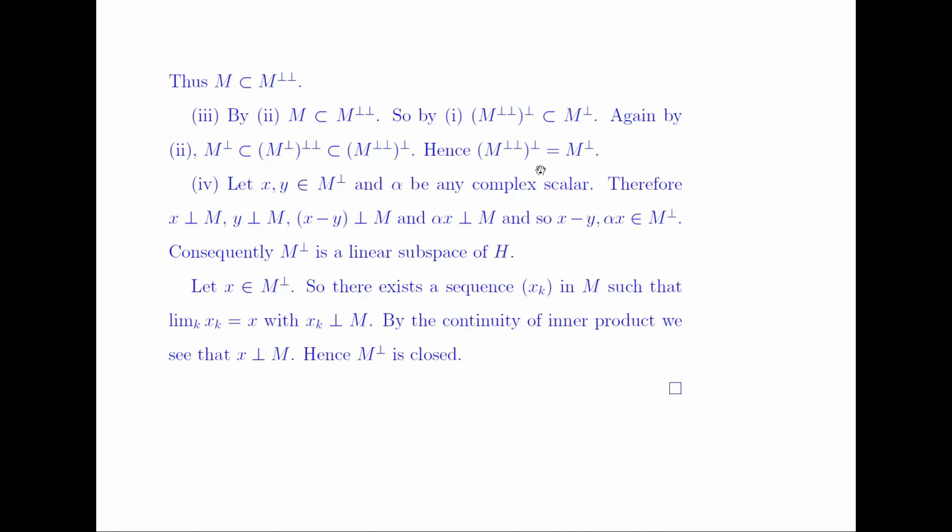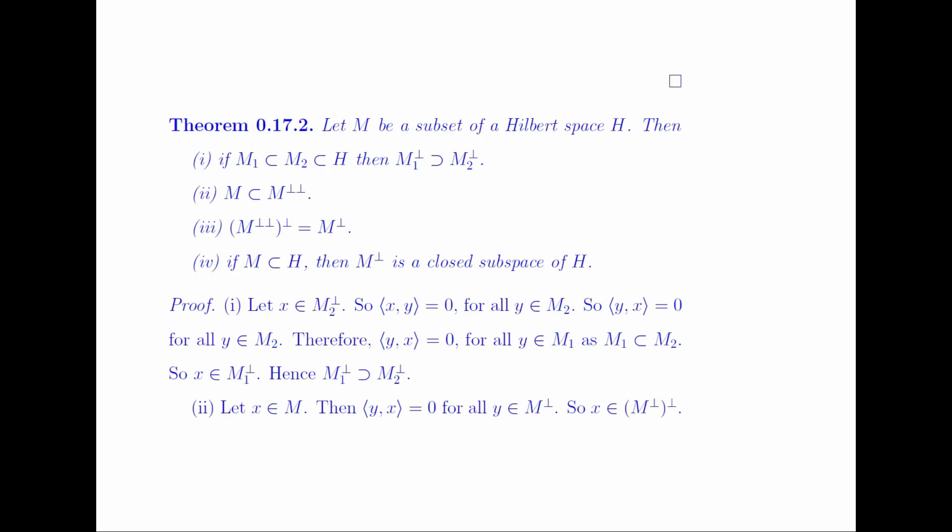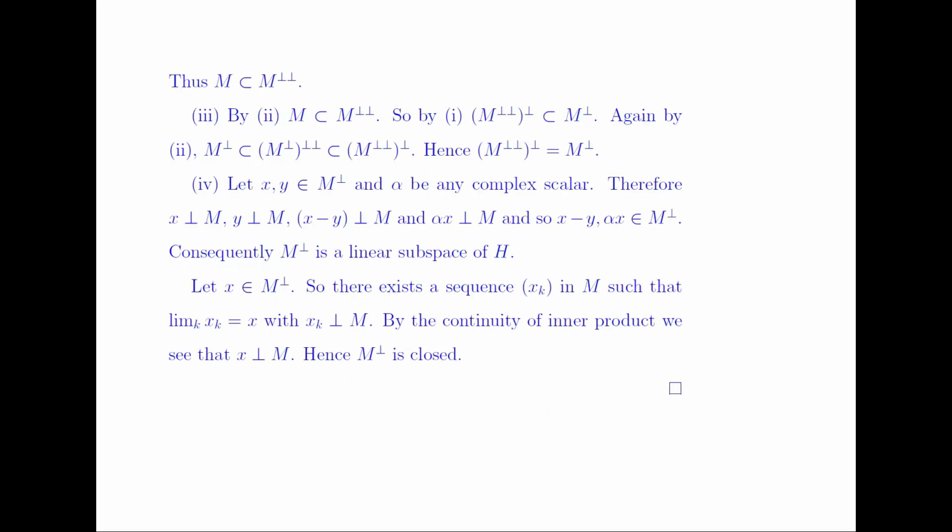So now we discuss the fourth part. If M is a subset of H, then M perpendicular is a closed subspace of H. So let x and y belong to the orthogonal complement of M and alpha be any complex scalar. Therefore, x is perpendicular to M, y is perpendicular to M, x minus y is also perpendicular to M, and alpha x is perpendicular to M. So x minus y and alpha x belong to the orthogonal complement of M. So consequently, the orthogonal complement is a linear subspace of H.